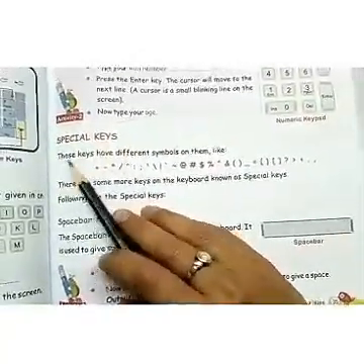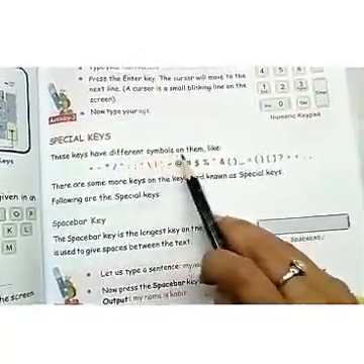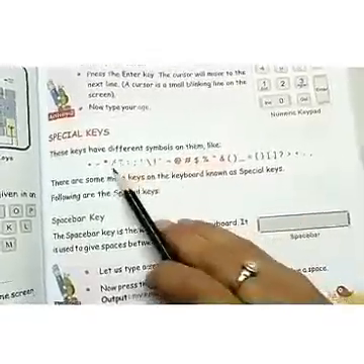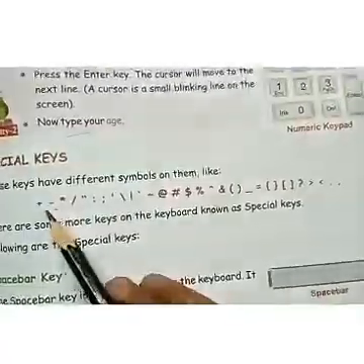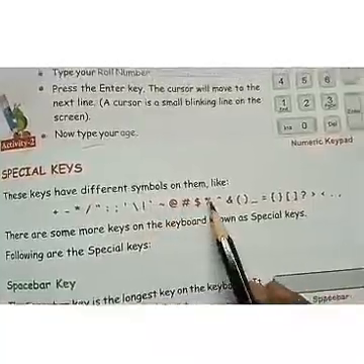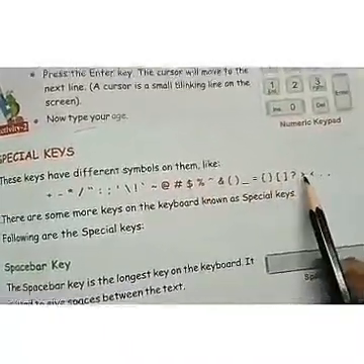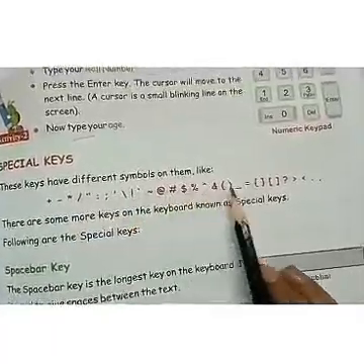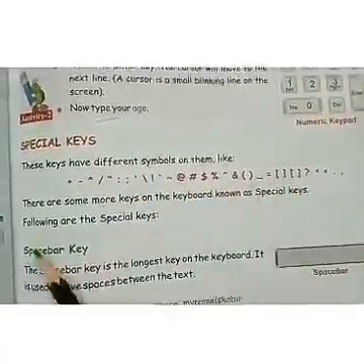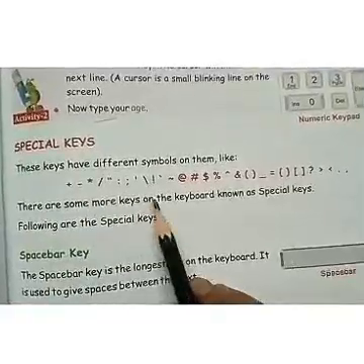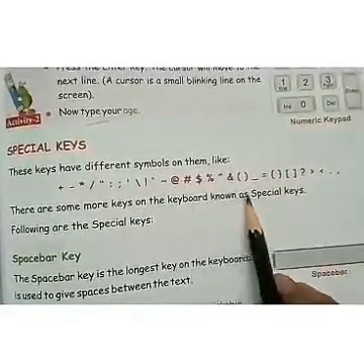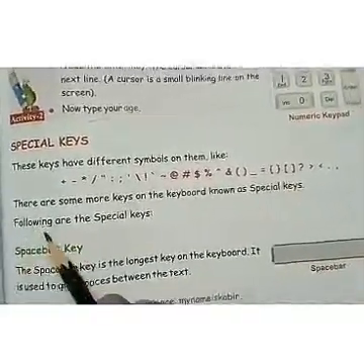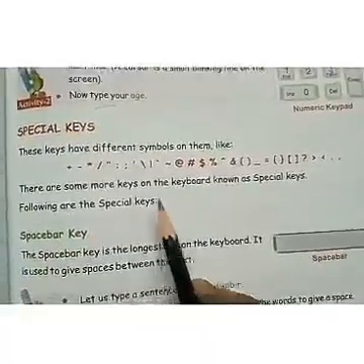Special keys. These keys have different symbols on them, like all these symbols, children, you will find on the keyboard, and these all are seen on different keys. There are some more keys on the keyboard known as special keys. Following are the special keys.